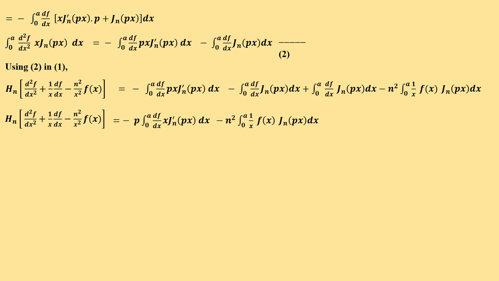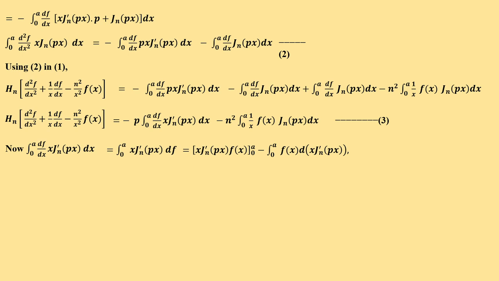Minus n square, last term, minus n square integral 0 to a 1 by x f of x Jn of px dx. That is equation number 3. Now integral 0 to a df by dx x Jn dash of px dx is equal to integral 0 to a x, we can cancel dx in the numerator and dx in the denominator. So remaining you are having x Jn dash of px into df.